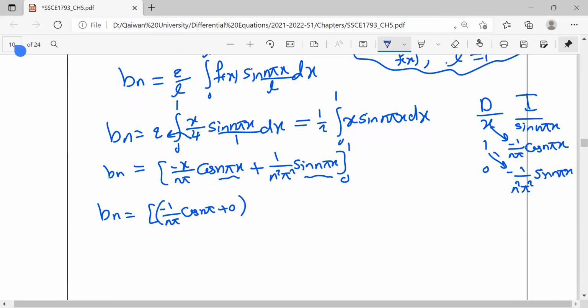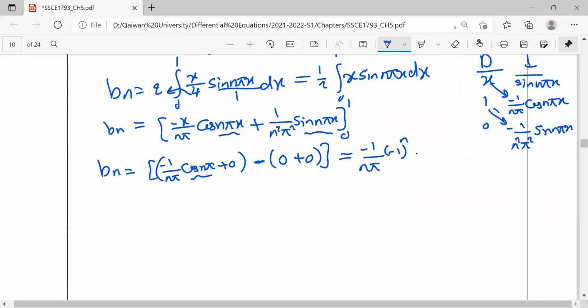Minus, replace x by 0. If you replace x by 0, here we get 0 because x is 0 times cosine 0 is still 0. And sine 0 is still 0. Okay? This equals minus 1 over n pi. And cosine n pi is negative 1 to the power n. Cosine n pi, if n is even, we get 1. And if it's odd, we get negative 1. So it's minus 1 to the power n.